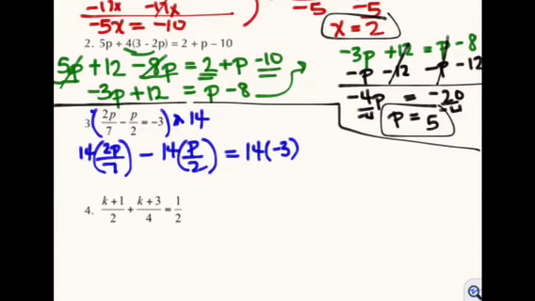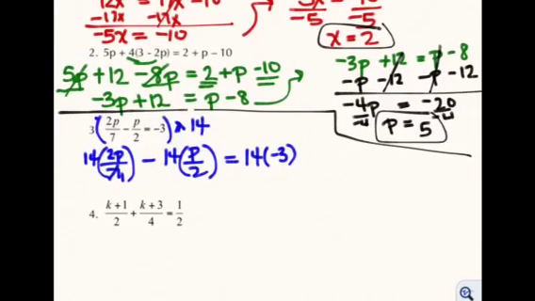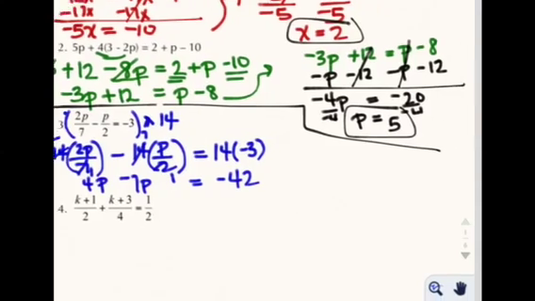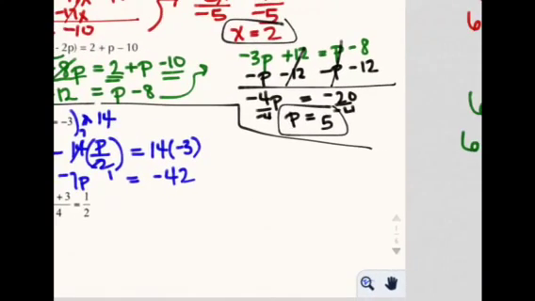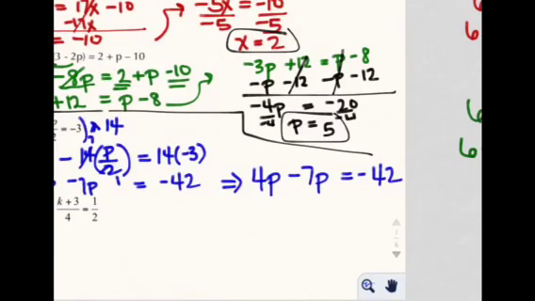What happens then? 7 goes into 7 once, 7 goes into 14 twice. That will give you 4p minus, same thing here, 1 and 7, that gives you 7p, is equal to negative 42. So again, let's pull that over here. 4p minus 7p equals negative 42. That gives you negative 3p is equal to negative 42. Divide both sides by negative 3. And you get that p is equal to positive 14.